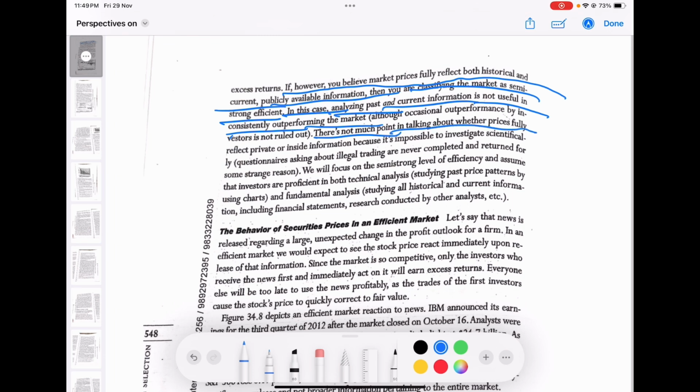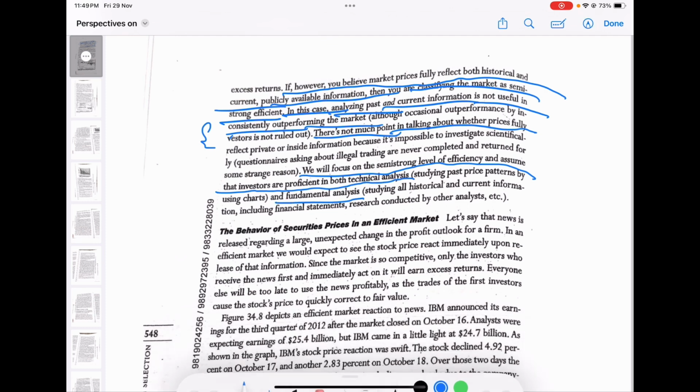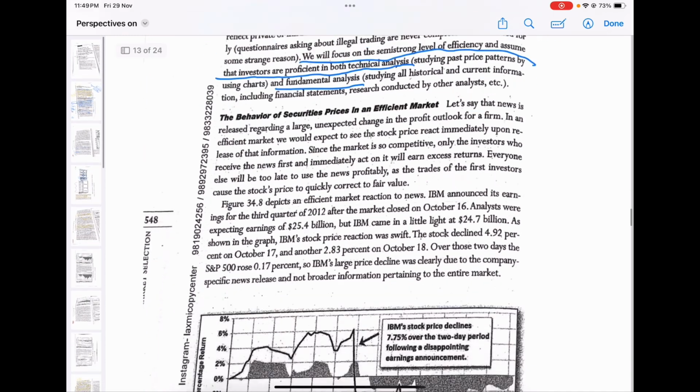There's not much point talking about the strong form, right? So we will focus on the semi-strong level and assume that the investors are proficient in both technical analysis and fundamental analysis. So that is what we are assuming in this book.